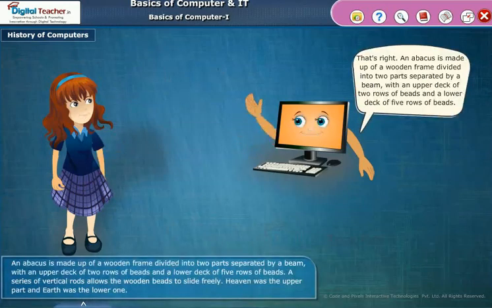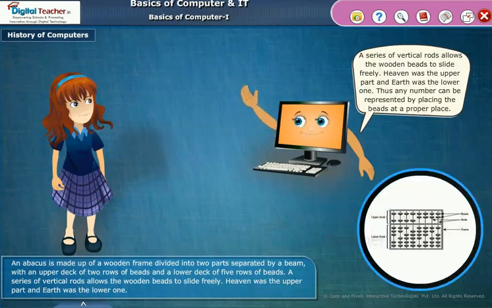That's right. An abacus is made up of a wooden frame divided into two parts separated by a beam, with an upper deck of 2 rows of beads and a lower deck of 5 rows of beads. A series of vertical rods allows the wooden beads to slide freely. Heaven was the upper part and earth was the lower one. Thus any number can be represented by placing the beads at a proper place.